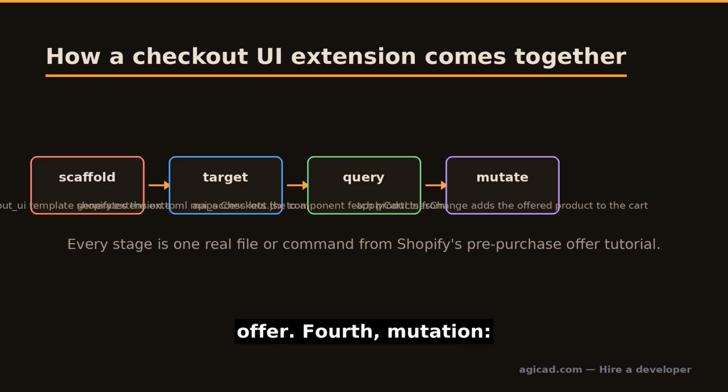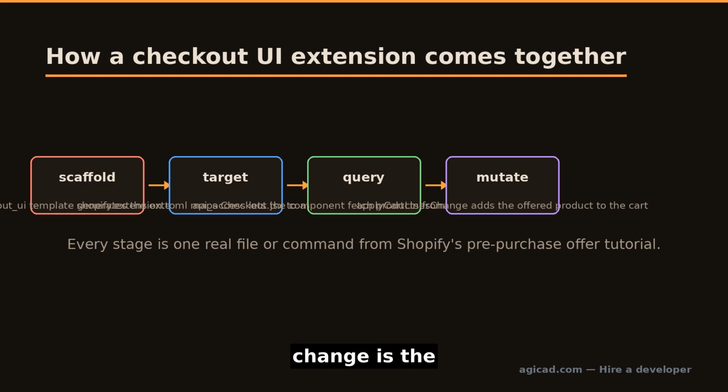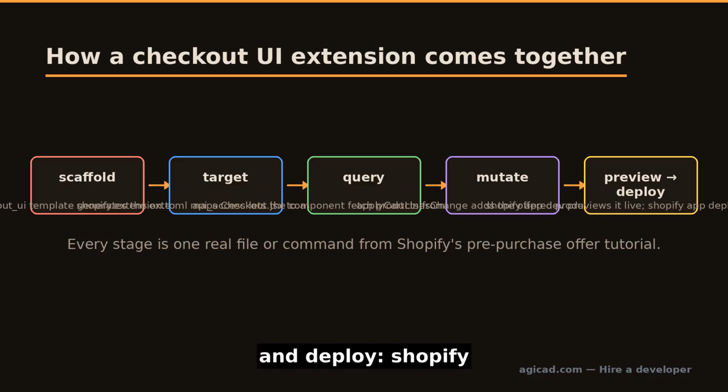Fourth, mutation: applyCartLinesChange is the typed, sanctioned way to add a line item to someone's cart. There is no direct cart object to poke at. And fifth, preview and deploy: Shopify app dev renders it against a real dev store checkout while you work, and Shopify app deploy snapshots everything into a released app version.